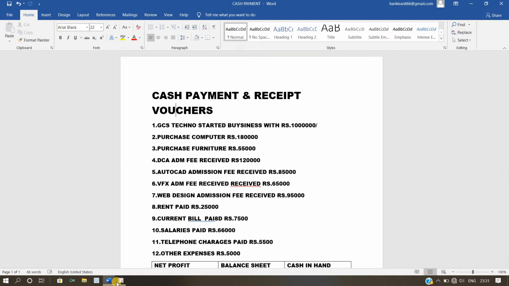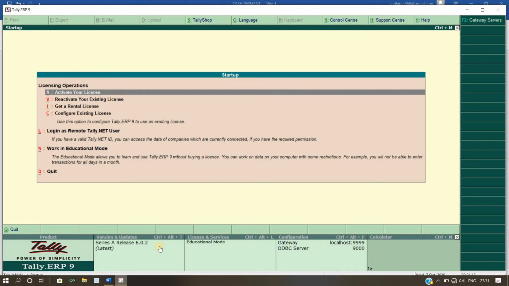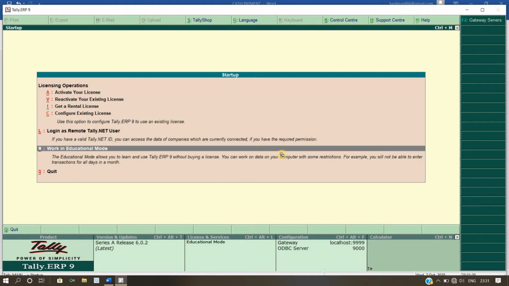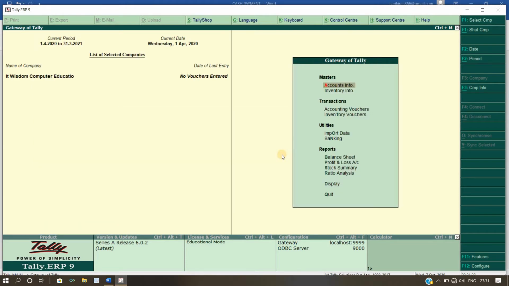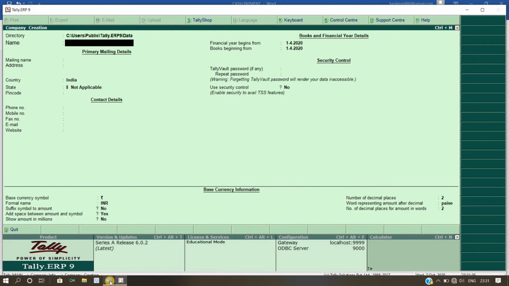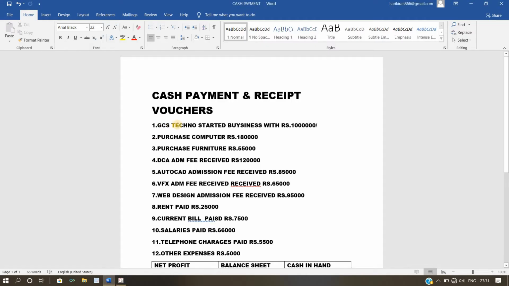Friends, let's open this Tally ERP9 app, and I want to now create a company. First, open in educational mode, and I want to shut down the current company. Press Alt F1. Okay. Now I want to create a company. Friends, I want to give the company name as GCS Techno because it is a company name, so I want to give this name.